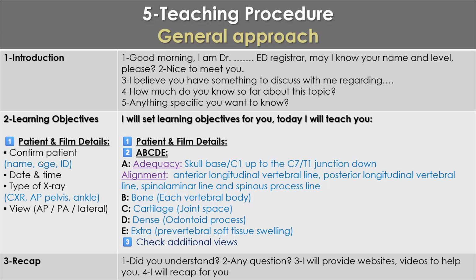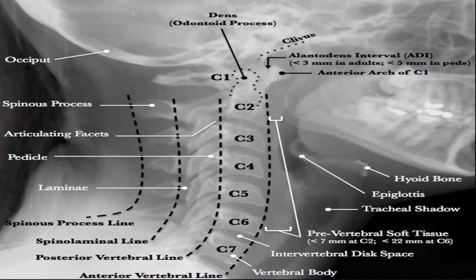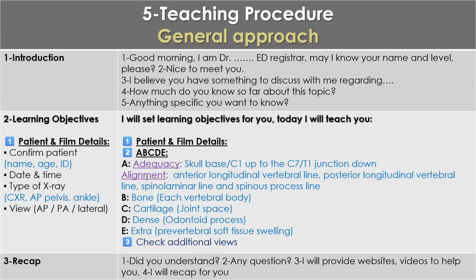So number one, accuracy. If anything missed, it means it's not accurate. Then we will jump to the next point, adequacy. If anything missed, it means it's not adequate. If in alignment, it means lines. So they should be smooth like that. Smooth, smooth, smooth. If you find any disruption, it means it's not aligned, or there is a problem in alignment.